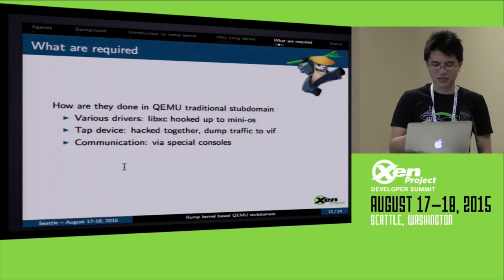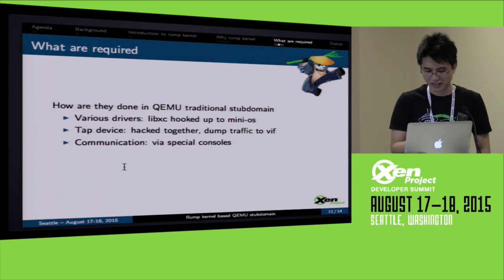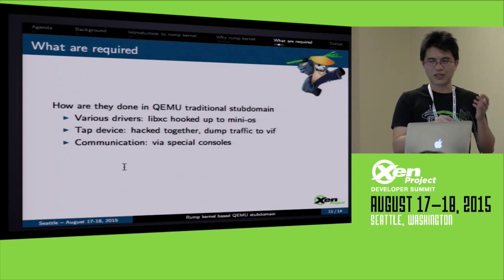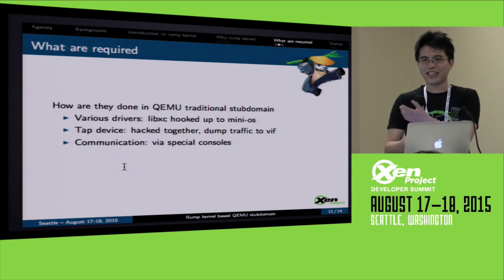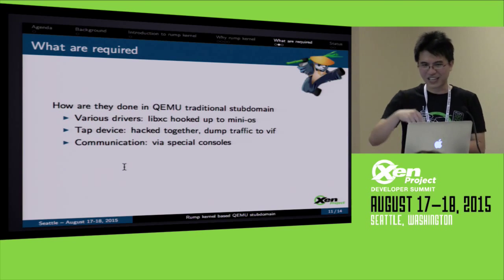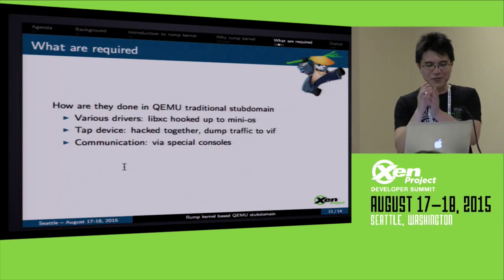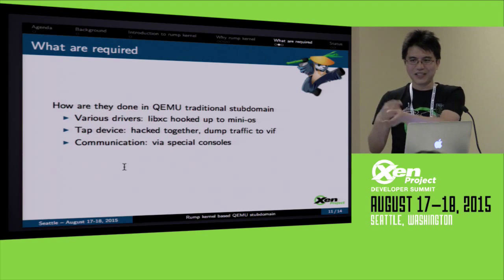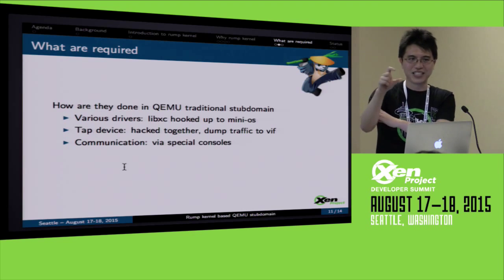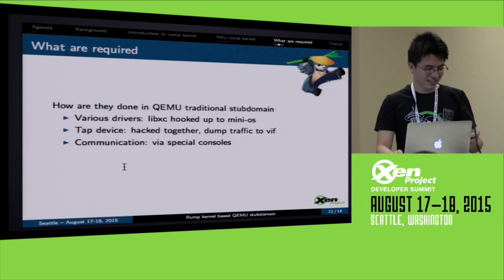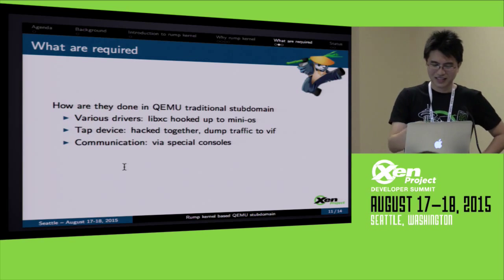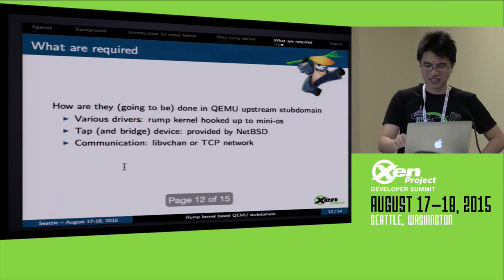And for the tap device, it's also hacked together. It dumps traffic directly to the network. So when, for example in QEMU, you say open tap, the underlying code would just recognize that this guy wants a tap device. Then we run this code snippet to return a fake FD. And the communication is done via special consoles.